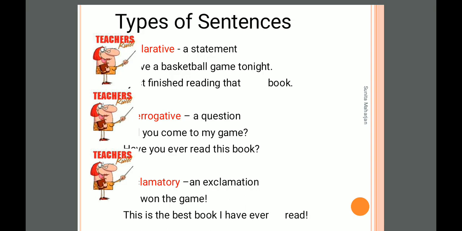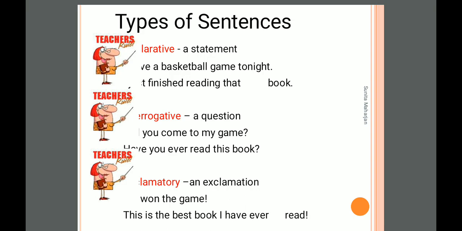Whenever you need to ask a question, then you will use this interrogative sentence. This sentence ends with a question mark. For example, will you come to my game? What is your name? Where do you live? Have you ever read this book? These are the examples of interrogative.